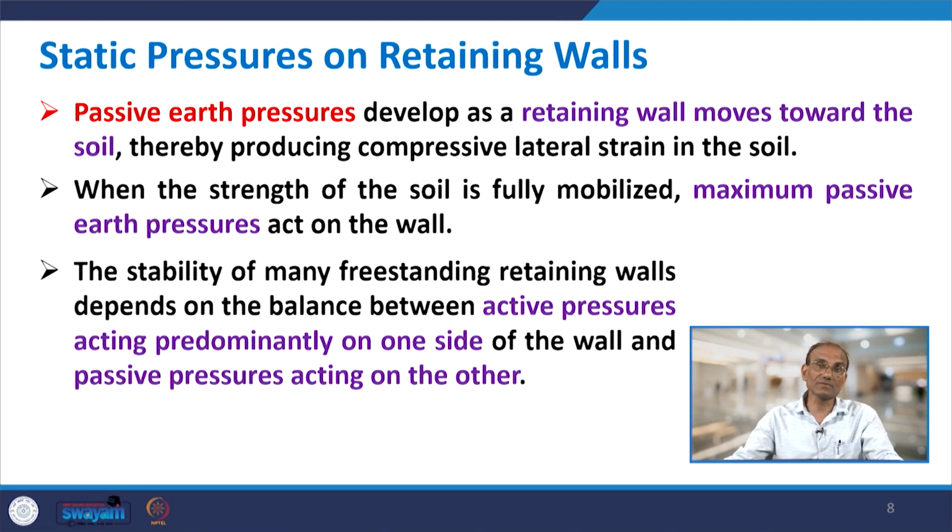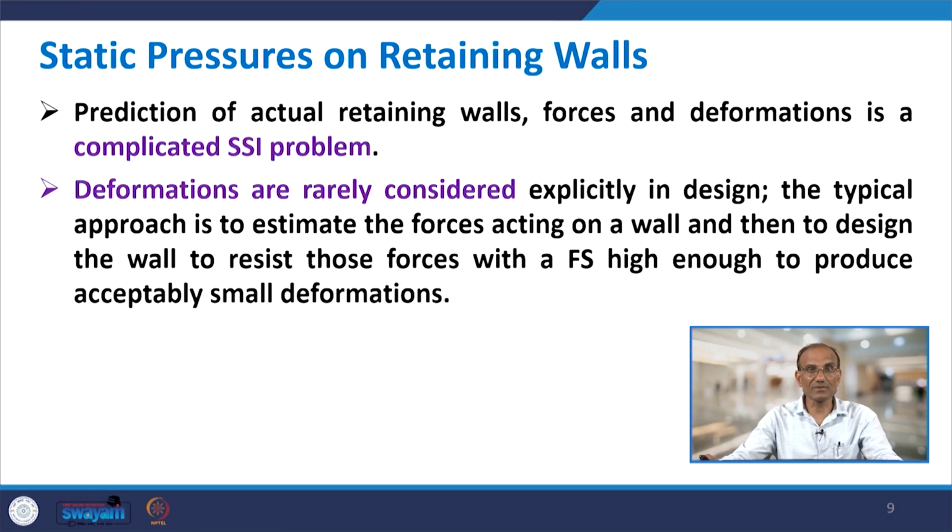So, the stability of many freestanding retaining walls depends on the balance between the active pressure acting predominantly on one side of the wall and the passive pressure acting on the other side. In fact, on one side active pressure may act, on the other side passive pressure may act, and accordingly it can be designed.